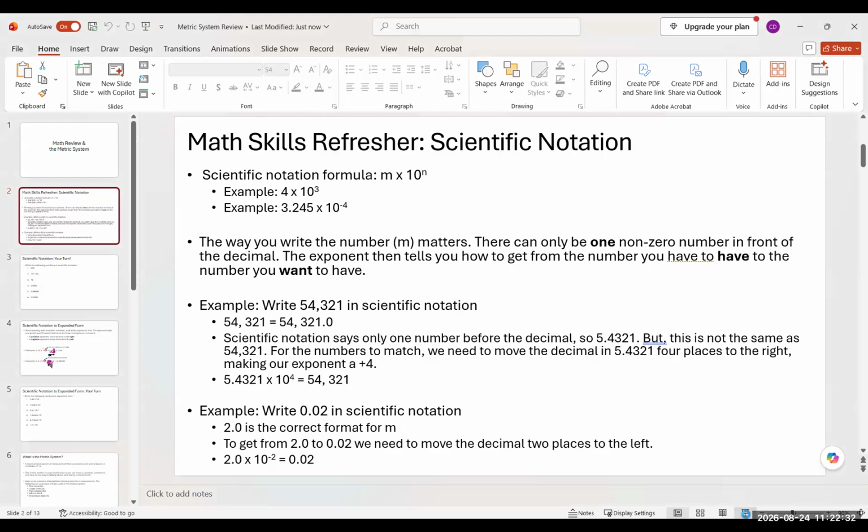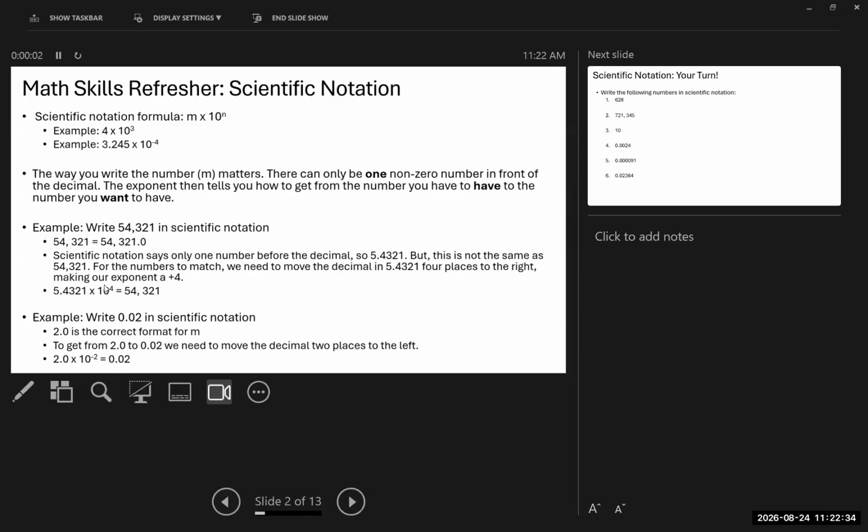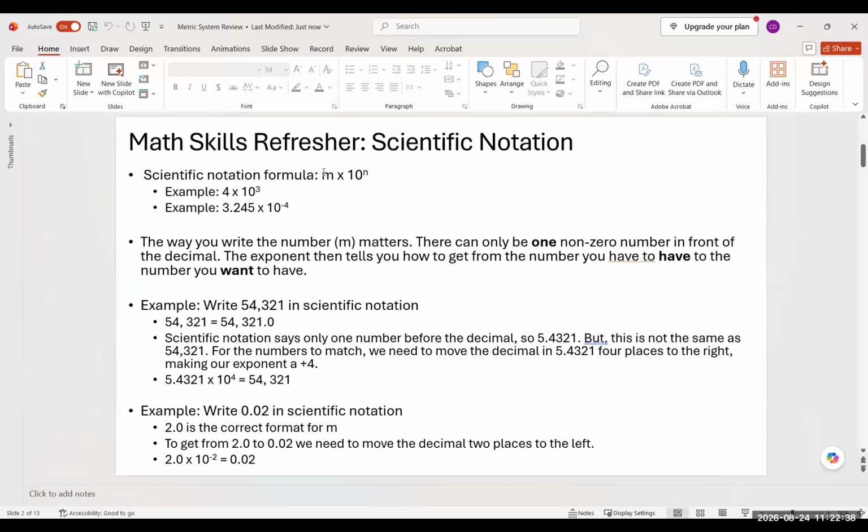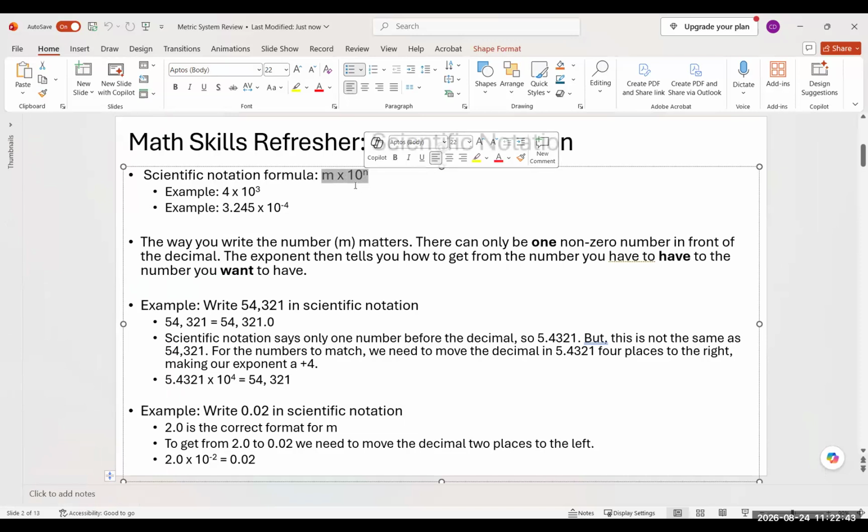It's going to follow this formula, m times 10 to the n. M is going to be a number, and that number might be a whole number, like you see here, 4, or it might be one digit followed by a decimal and then other numbers.